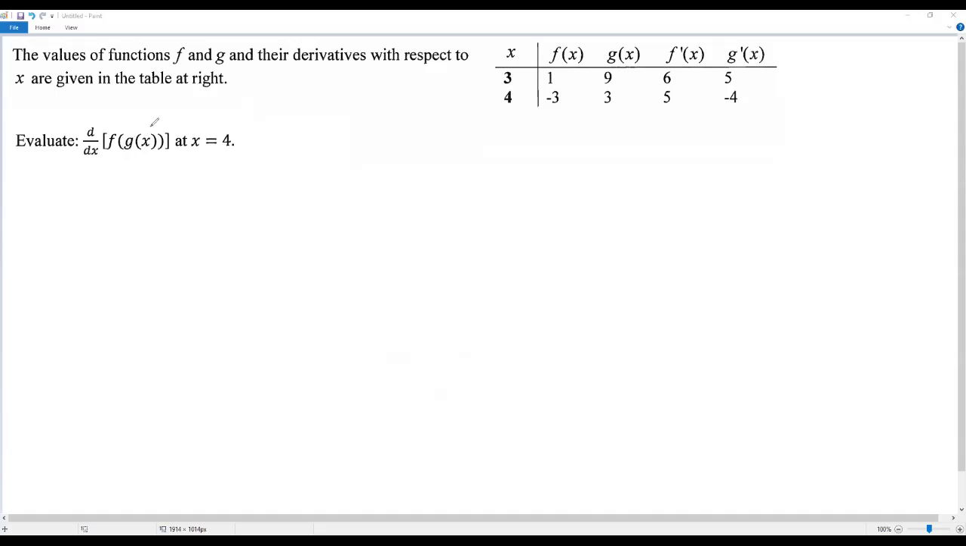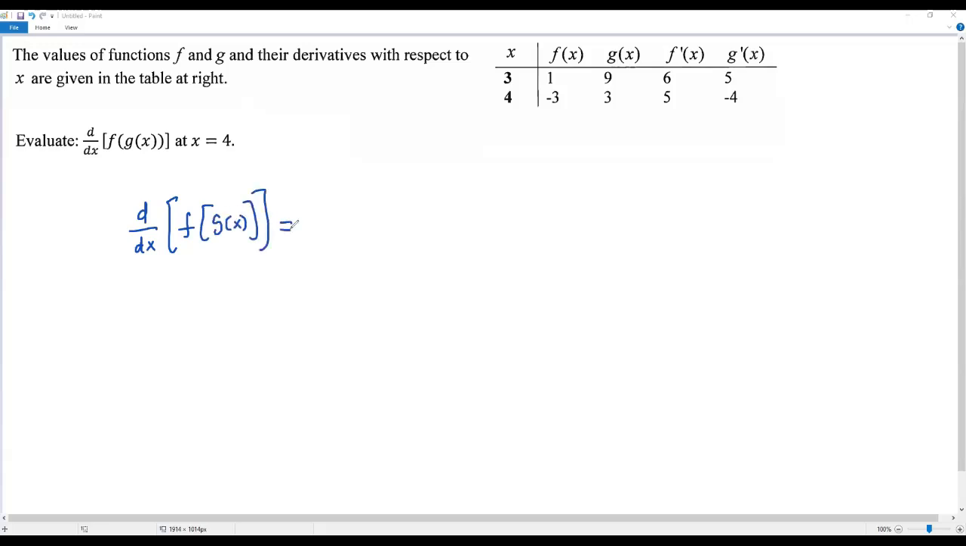So we have to find the derivative of this composition of two functions with respect to x, and also find the result. I mean, we have to evaluate the result of this derivative at x equals 4. Okay, so first let me write this as it is. It is the derivative of the composition of two functions, that is f of g of x.